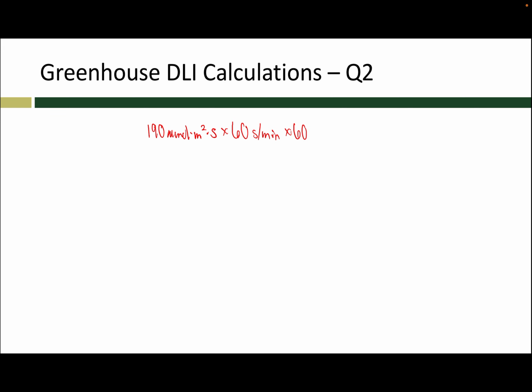Multiply that times 60 minutes in an hour. And then we're going to multiply this finally, not by 24 hours in a day, but in this case, we said that our lamps are going to be on for 20 hours per day. So 20 hours per day. And again, remembering that we are going to divide all of this by 1 million micromoles per mole. So again, what we're doing here is converting these units to try to get from micromoles to moles and ultimately from seconds to days.